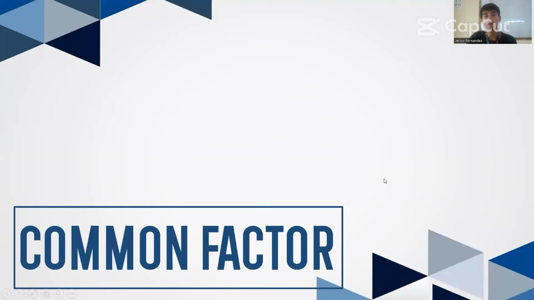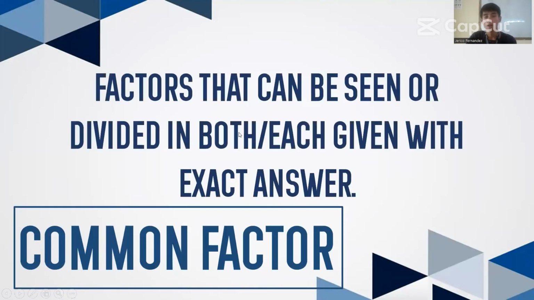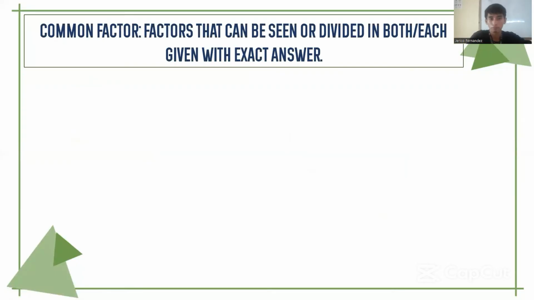Now, we have the common factor. What do we mean by common factor? Factors that can be seen or divided in both or each given with exact answer. Yung mga factors na pwede mong i-divide sa bawat given na merong eksaktong sagot. Walang decimal or remainder. Let us see.